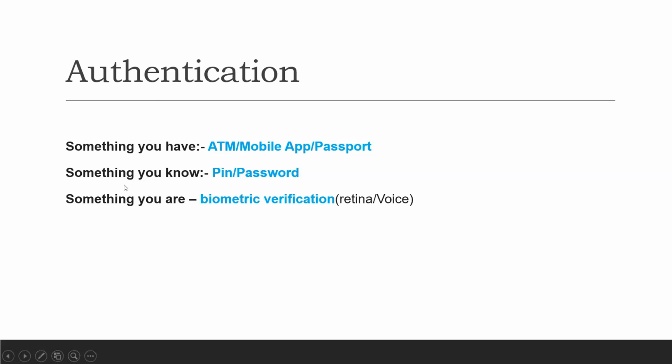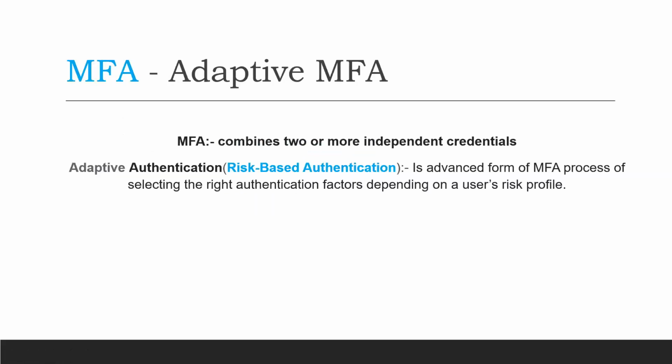And one question they ask, we'll cover a few questions later on the basic concept of authentication and authorization. So understand this: MFA is a combination of two or more independent credentials, known as multi-factor authentication. There is one more concept, adaptive authentication. This is also known as risk-based authentication.